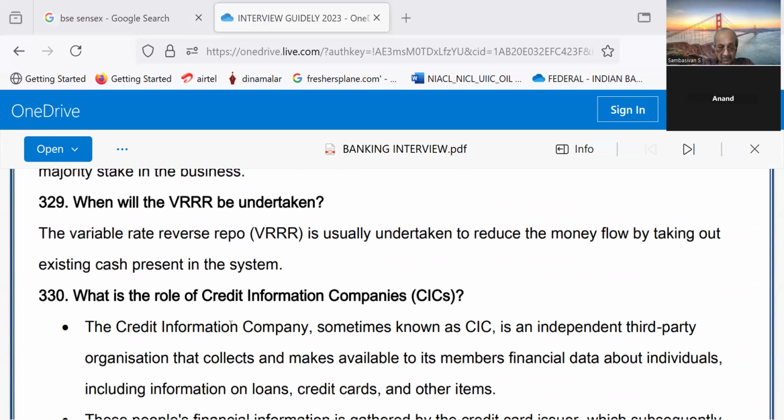320. When will the VRR be undertaken? The variable rate reverse repo (VRR) is usually undertaken to reduce the money flow by taking out the existing cash present in the system. Is it the same as the reverse repo rate? Same as reverse repo, but now it is not in use.